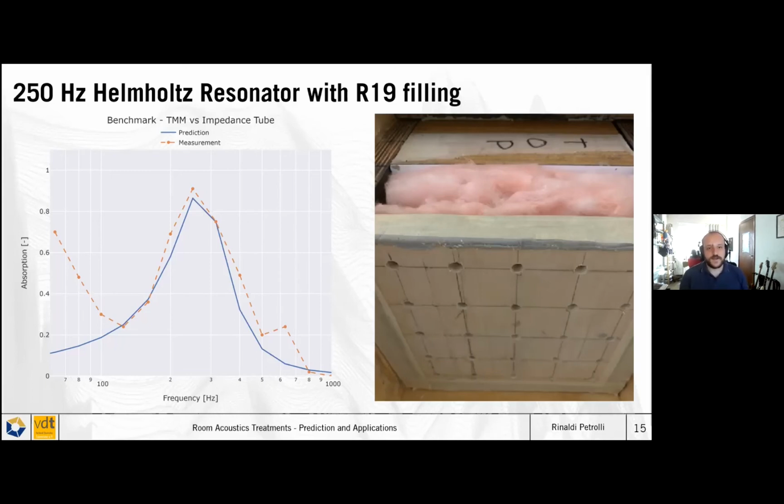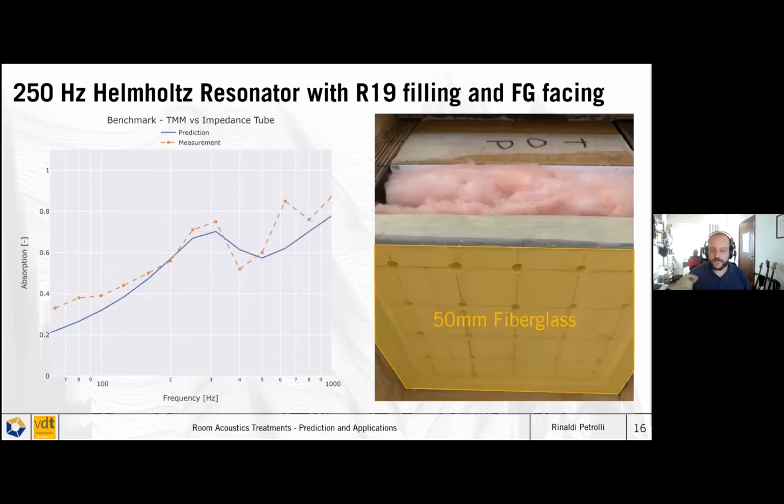But to keep analyzing this treatment buildup, now we added 50 millimeters of fiberglass to the front of it. So we are essentially reducing the resonance a little bit, but we are also making it a much broader band treatment. So it also acts as a high frequency and mid frequency absorber, which is very effective. And we still don't lose the low frequency performance of this treatment, which is very good to see this agreement.